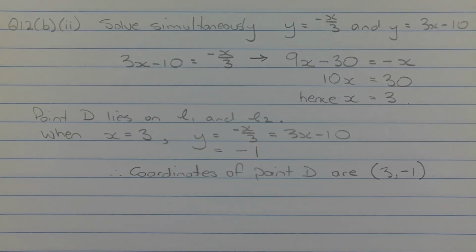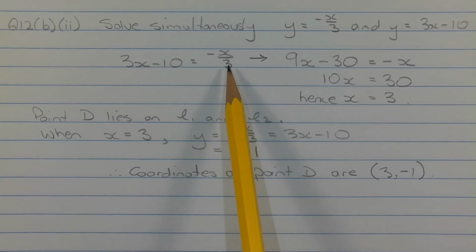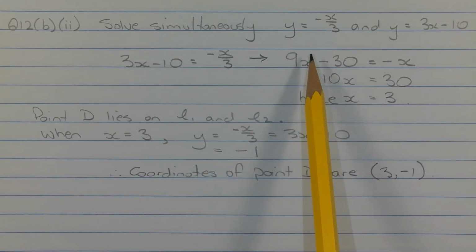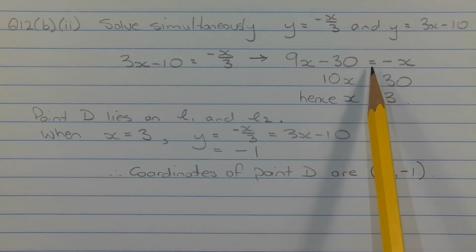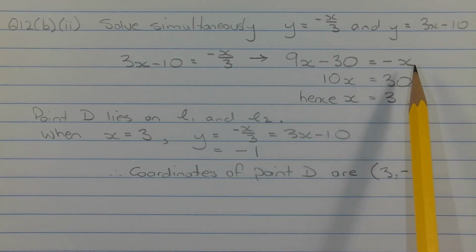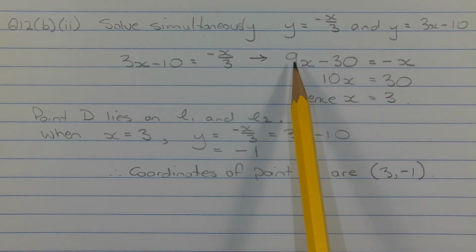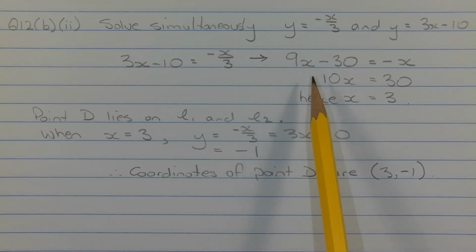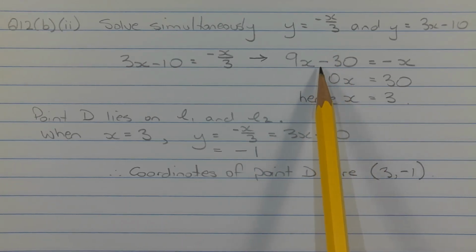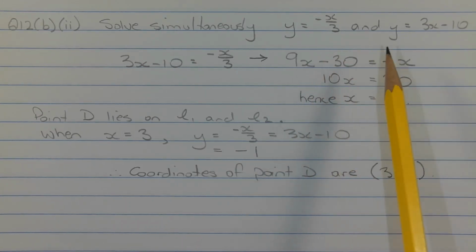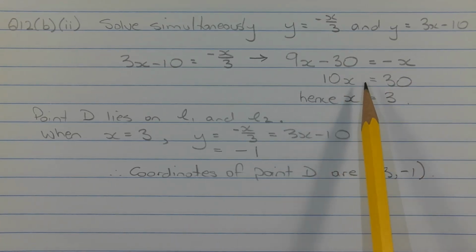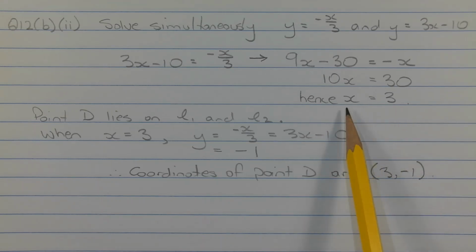over 3. We can eliminate the denominator 3 by multiplying both sides of the equation by 3, and the equation becomes 9x minus 30 is equal to negative x. Now we can move the negative x over to the other side, it becomes positive x, so 9x plus x is equal to 10x, and the negative 30 on the left-hand side can be moved over to the right-hand side, it becomes positive 30. So the equation becomes 10x is equal to 30, then dividing both sides of the equation by 10, we get x is equal to 3.